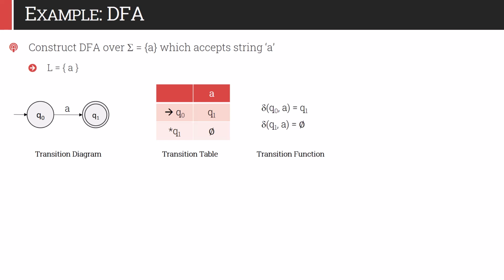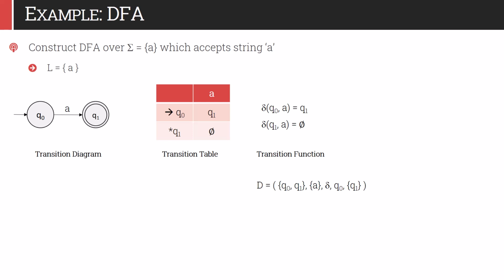We can also write down the transition function in the form of a delta function, like delta of Q0 comma A. From Q0, if we read A, we move to Q1, and from Q1, if we read A, there is no transition, so it's phi. And this is the formal representation of the DFA, that is the 5-tuple representation: Q, sigma, delta, Q0, and F.